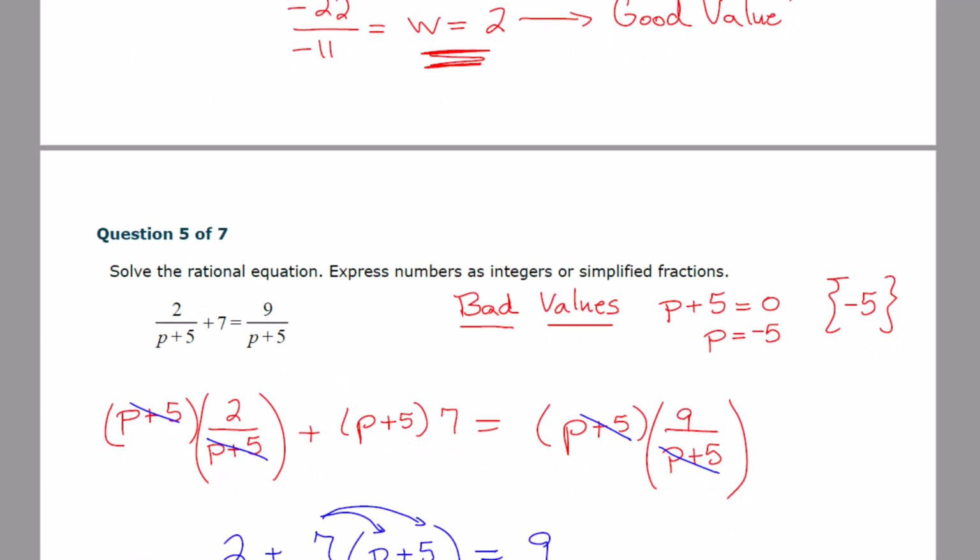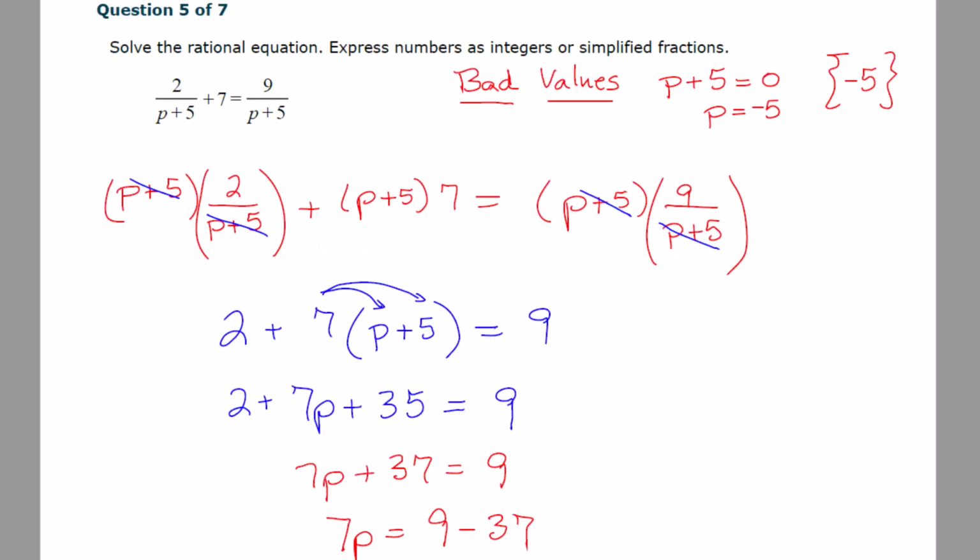Let's see, question 5. All right, so looking here at 5, I've got variables in the denominator, so I'm worried when that might be 0. Well, let's see, p plus 5 equals 0. I get p equals minus 5. All right, so I don't want to get that number.